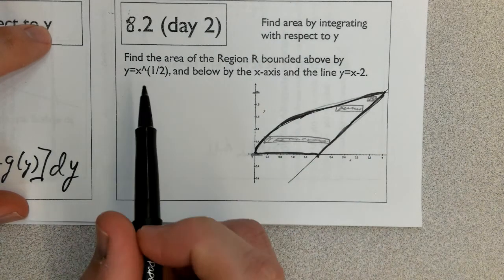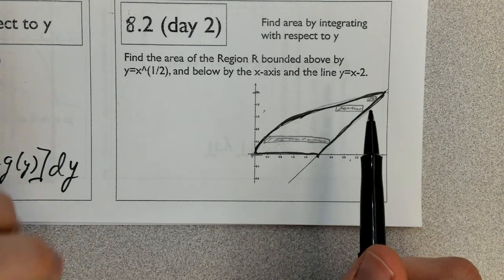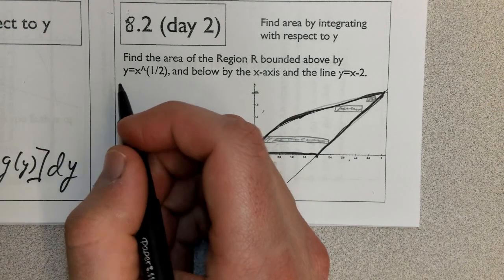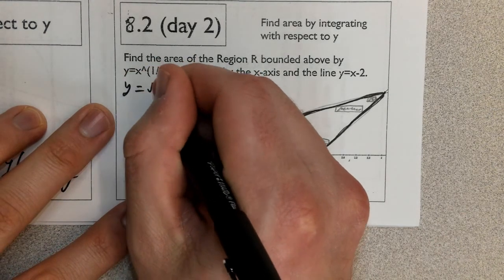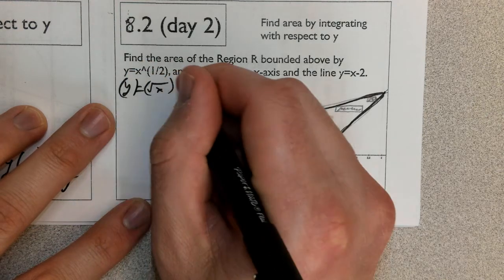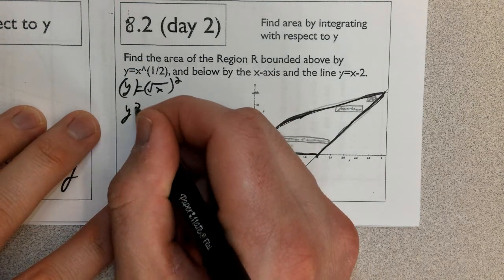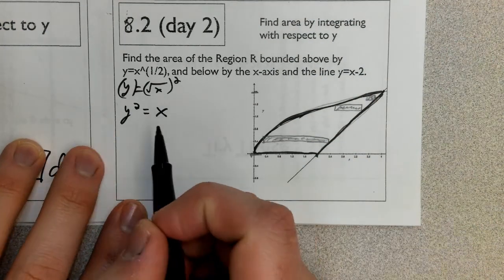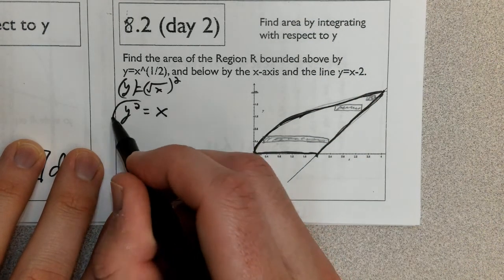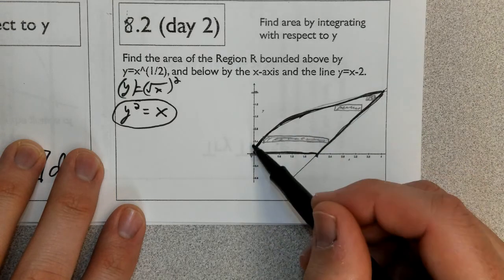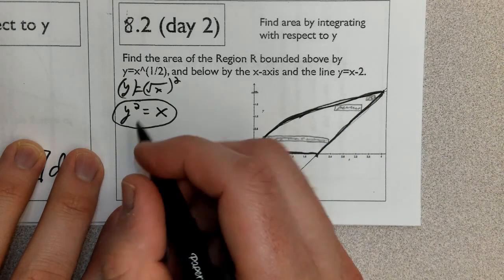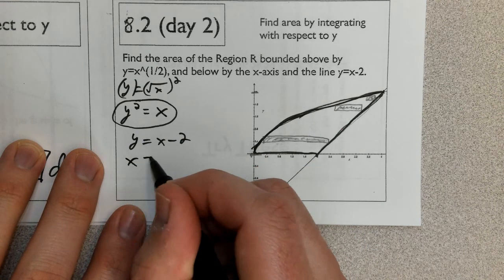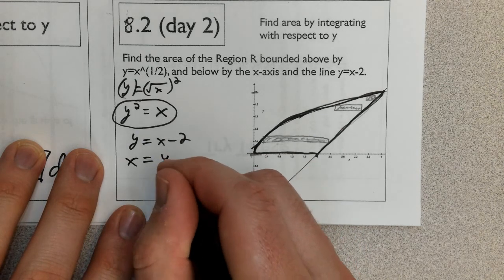The only two things we need to change are these, so they're actually in terms of y. So y equals square root of x. If we square both sides, then we get y squared is equal to x. We'll take that as the leftmost curve. And then we take y equals x minus 2. We move the 2 over, so I get x equals y plus 2.